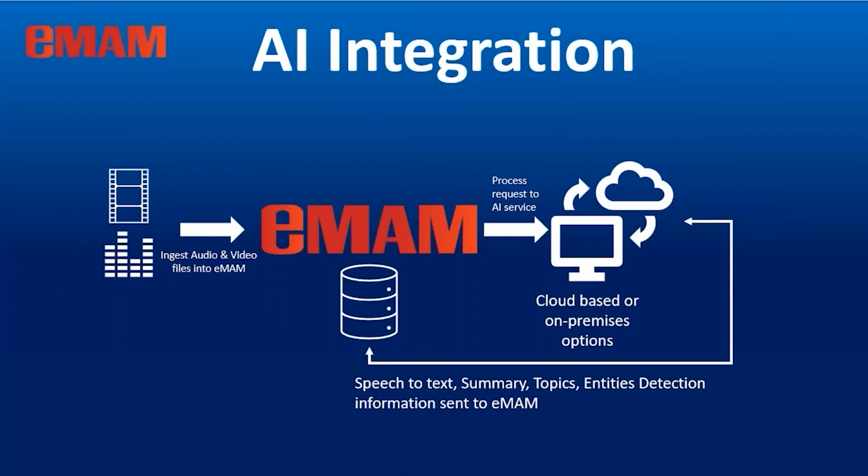So in EMAM, we have a built-in AI platform that has end-to-end integrations with multiple AI vendors. That means you don't have to depend on one specific service, but you can choose from the list of AI providers that we already have tight end-to-end integrations with, like Amazon, Azure, IBM Watson, Google, and DeepGram. So it's completely based on your business requirement. You can select the AI service that is best for your workflow.